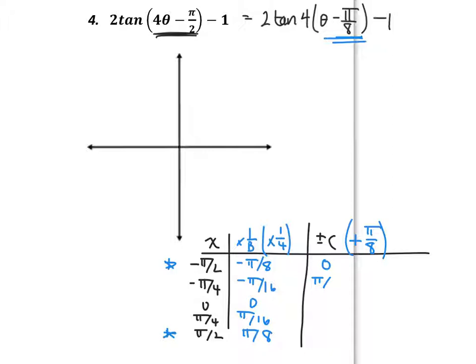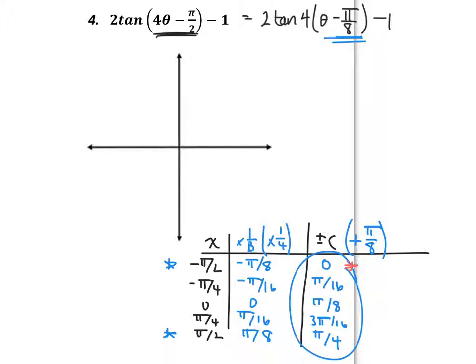How about pi over 16? 0 plus pi over 8 is pi over 8. Pi over 16 plus pi over 8 is 3 pi over 16. And then pi over 8 plus pi over 8 is pi over 4. So these are our new values.